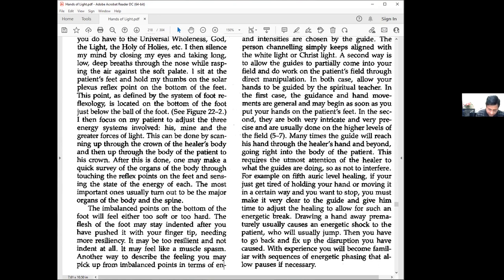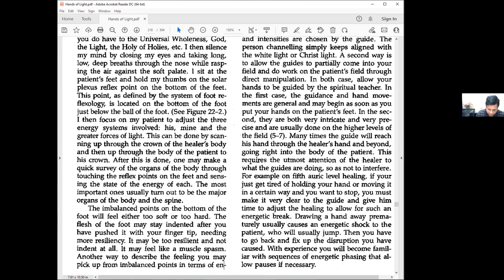The imbalanced points on the bottom of the feet will feel either too soft or too hard. The flesh of the foot may stay indented after you have pushed it with your fingertip, needing more resiliency. It may be too resilient and not indent at all. It may feel like a muscle spasm.